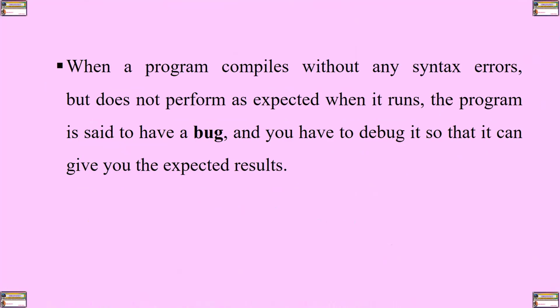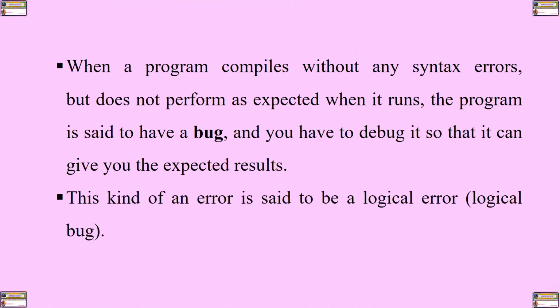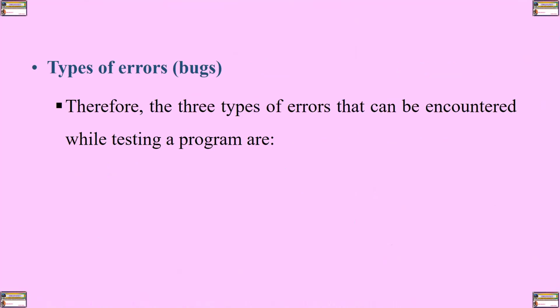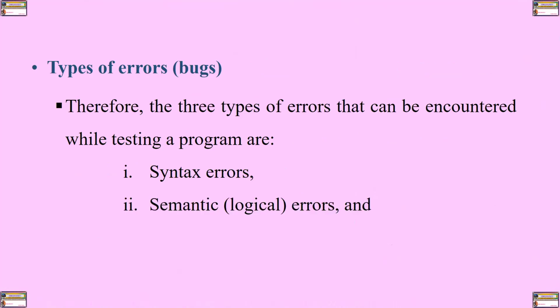When a program compiles without any syntax errors, but does not perform as expected when it runs, the program is said to have a bug, and you have to debug it so that it can give you the expected results. This kind of error is said to be a logical error or a logical bug. The types of errors or bugs in a program are mostly of 3 types. So you can encounter the syntax errors, the semantic or logical errors, or the runtime errors.